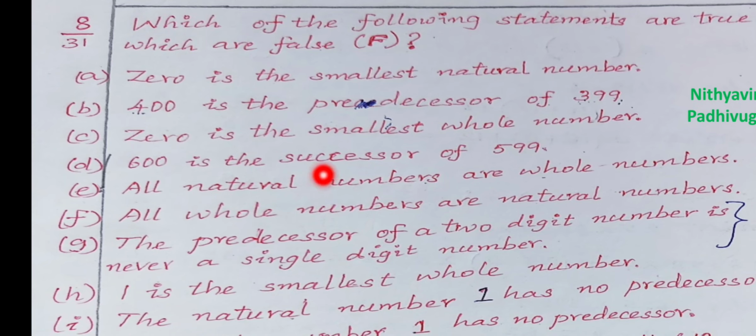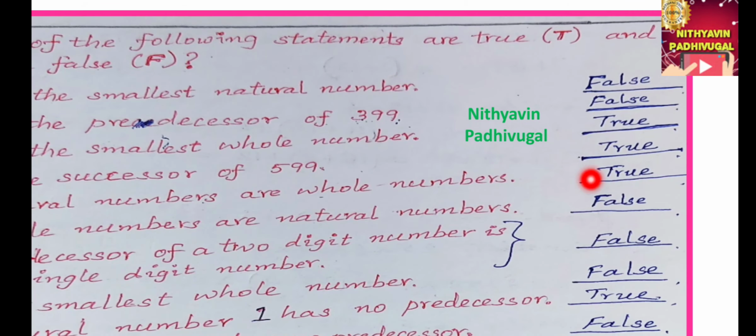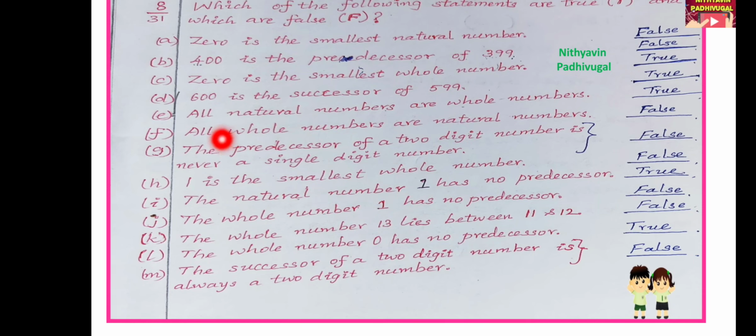600 is the successor of 599. Yeah, 99 plus 1 is 100. Already 500 is there. So 500 plus 100 is 600. So 600 is the successor of 599. This statement is true. The fourth one is true. See, next, all natural numbers are whole numbers. Yes, whole numbers are natural numbers along with 0. So all natural numbers beginning with 1, 2, 3, etc. are whole numbers. True.